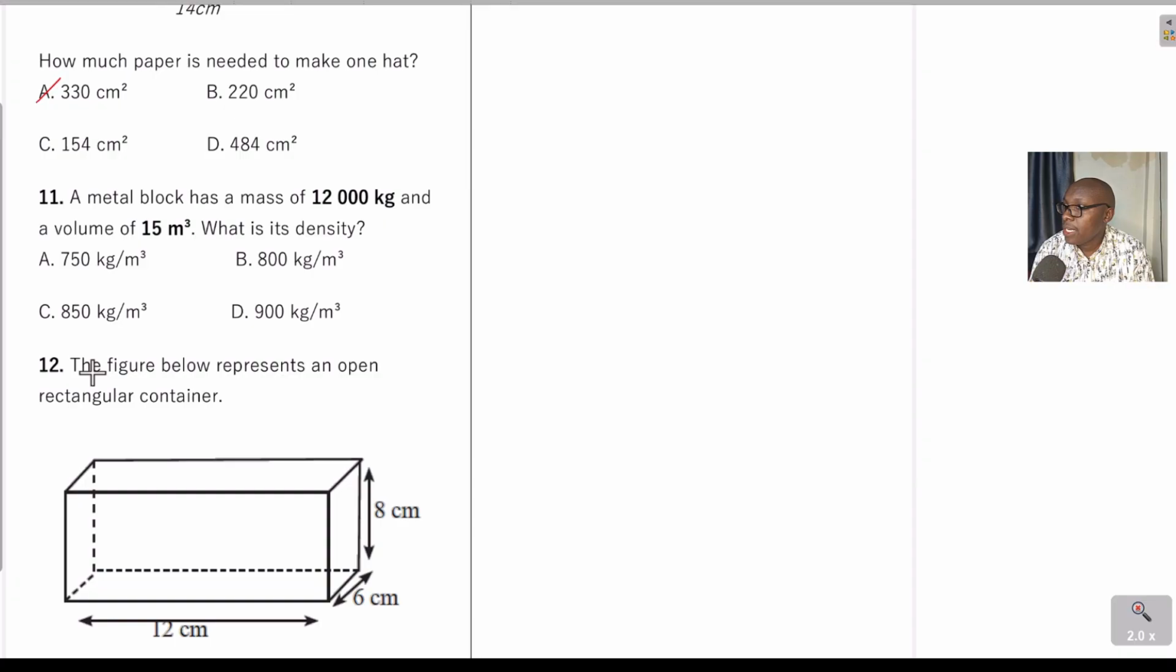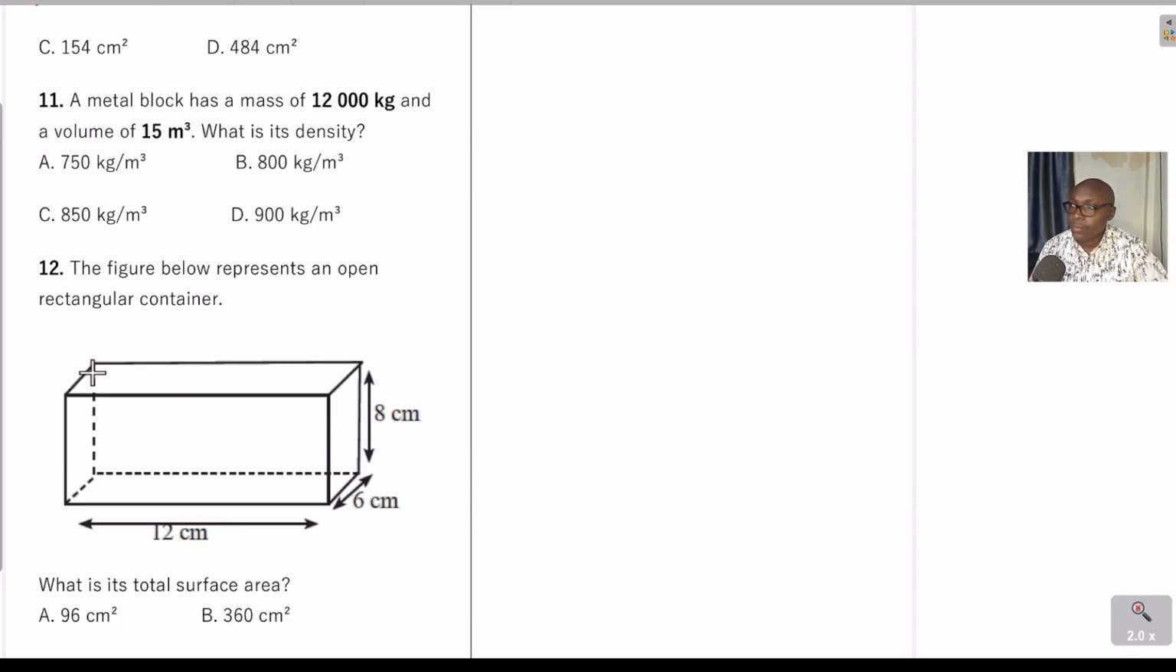Question 11. A metal block has a mass of 12,000 kg and a volume of 15 meter cubed. What is its density? So how do you get density? Density is obtained by getting mass divided by the volume. So here we have mass as 12,000 kilograms, and then we have the volume as 15 meter cubed. So you just need to divide.